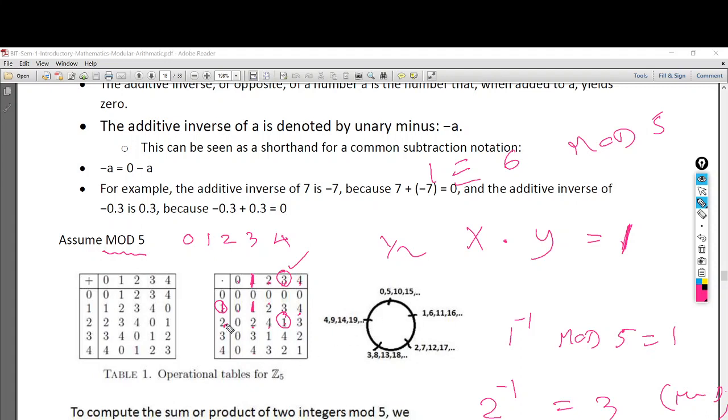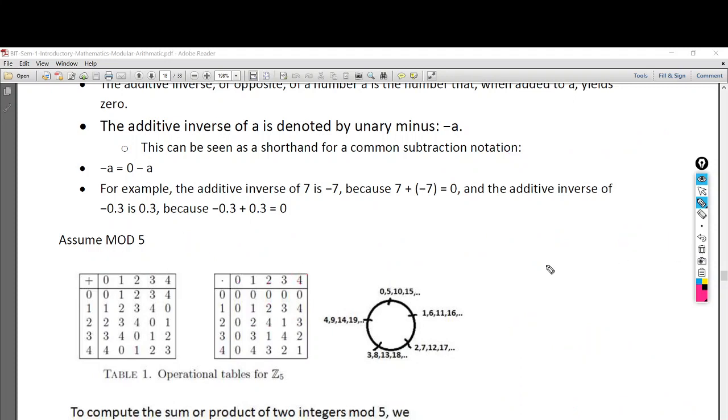Now let's see, if you multiply 2 by 4, what you get is 8. 8 is congruent to 3, which is not 1. Therefore, 4 is not the inverse of 2. So the inverse of 2 is 3. We found that the inverse of 1 is 1. The inverse of 2 is 3, because 2 times 3 is equivalent to 1. Similarly, the inverse of 3 is going to be 2, because 3 times 2 is 6.